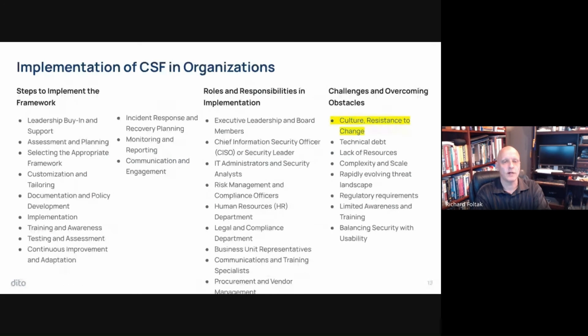So I wanted to call out implementation. What does it take to implement the CSF in your organization? It really comes down to culture, because there is a resistance to change. And there's obviously technical debt because you've built stuff without doing something. There's a lack of resources, right?